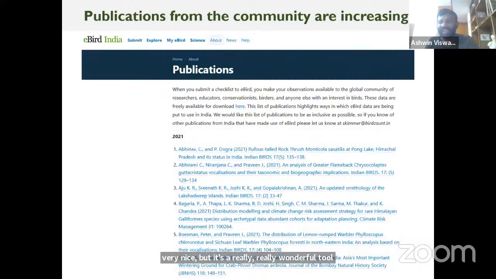And publications from the community. What I'm showing here are publications by birdwatchers. Many of these people were not professional scientists earlier, but everybody is getting engaged in science. And this is just from 2021. There have been many, many more publications that have come in the last few years. And I hope to see publications from all of you.